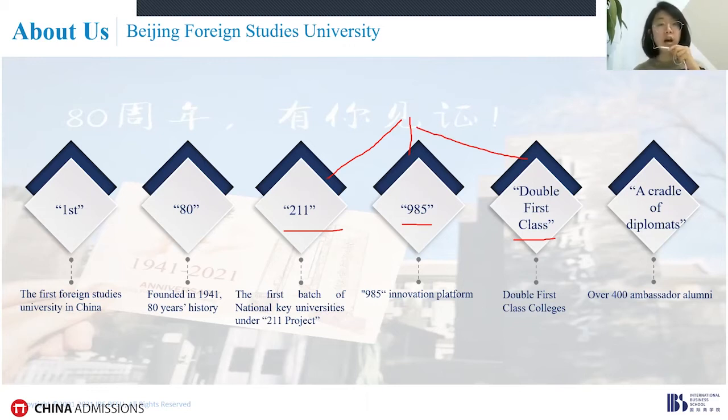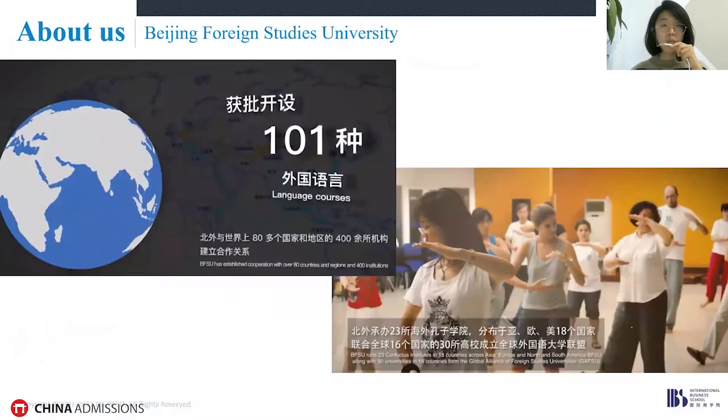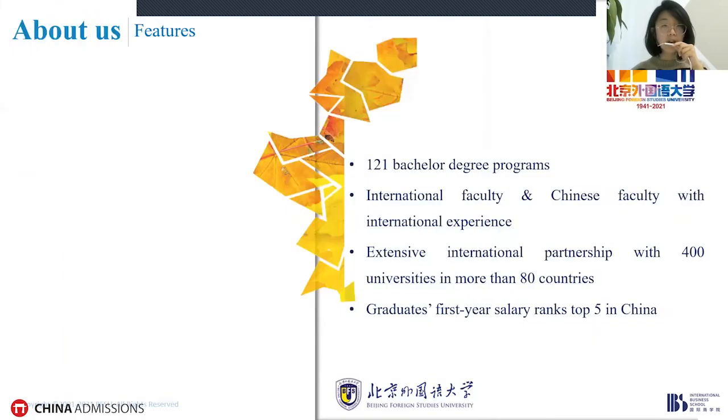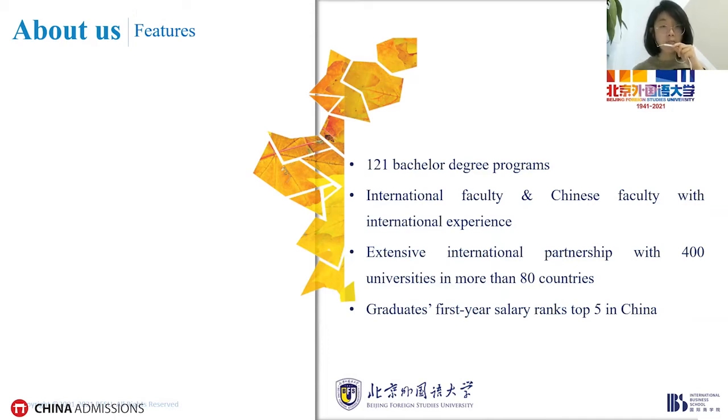So if you are looking forward to studying in China, I suggest you focus on these 3 labels. People call us the cradle of diplomats because we have many alumni working in embassies all over the world. So far, we have 101 foreign languages taught in BFSU. If you include Mandarin, that will be 102. This gives you a good opportunity to pick up another language during your study in BFSU. After this short introduction, you may believe that BFSU is famous for language. Yes, but we are far more than language.